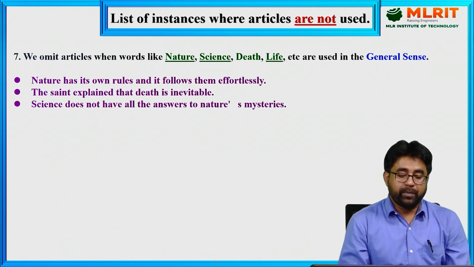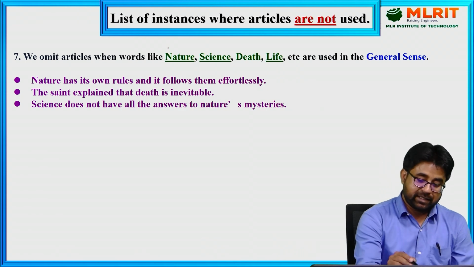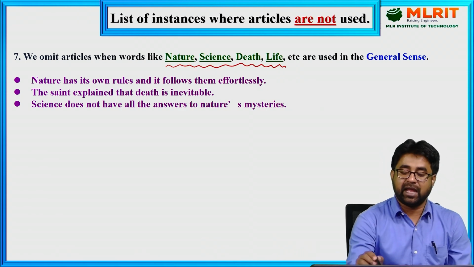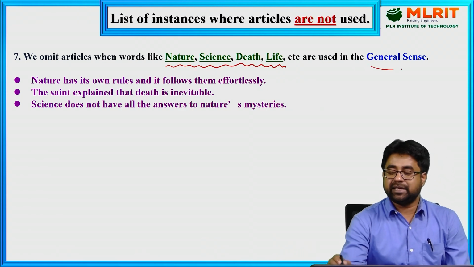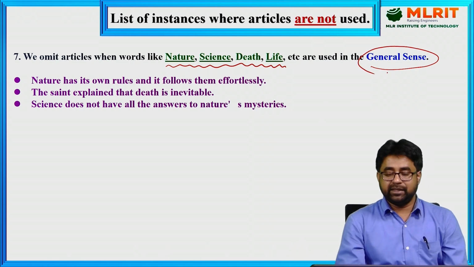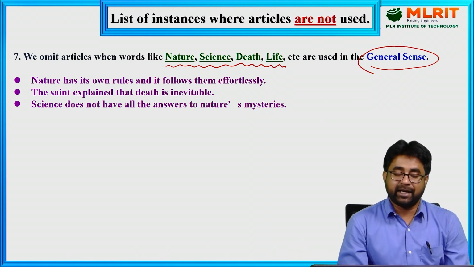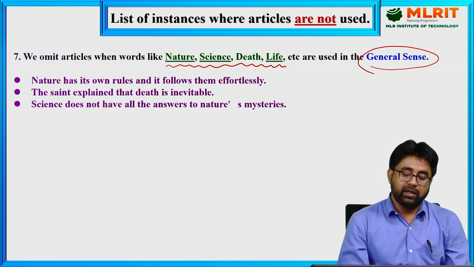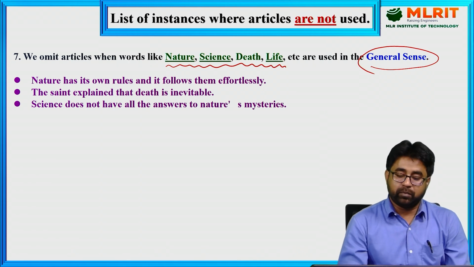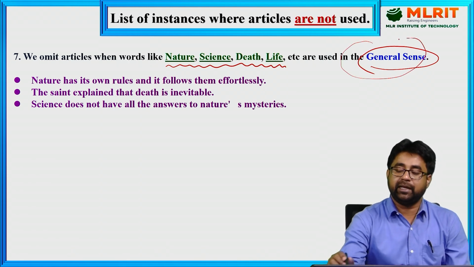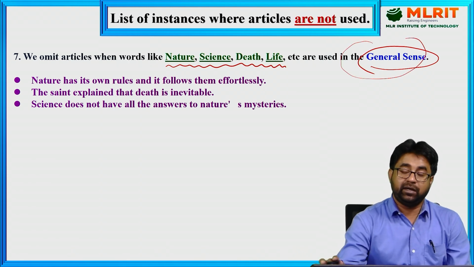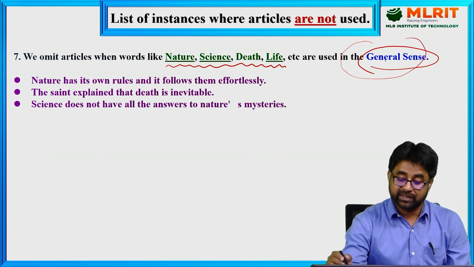So we omit articles when words like nature, science, death, life, etc. are used in a general sense. Again, you can see these instances. When I am writing about the instances, you can observe that I am writing them in two parts. In which sense they are being used is also included towards the end of the sentence, right? So whether in a specific sense or a general sense.